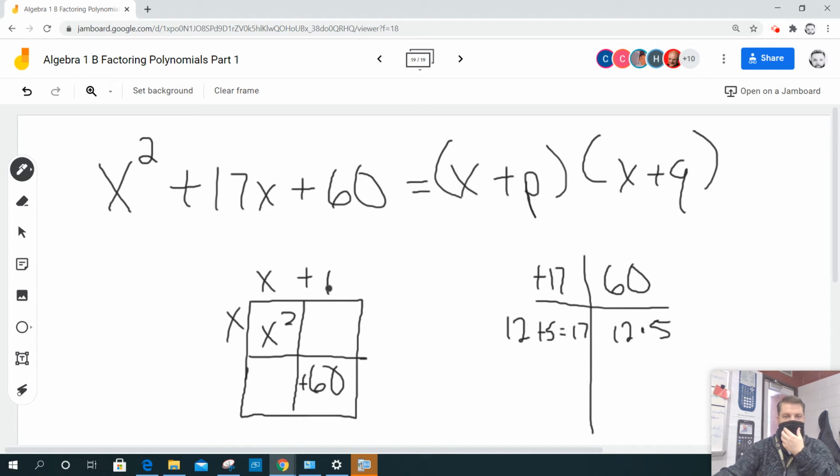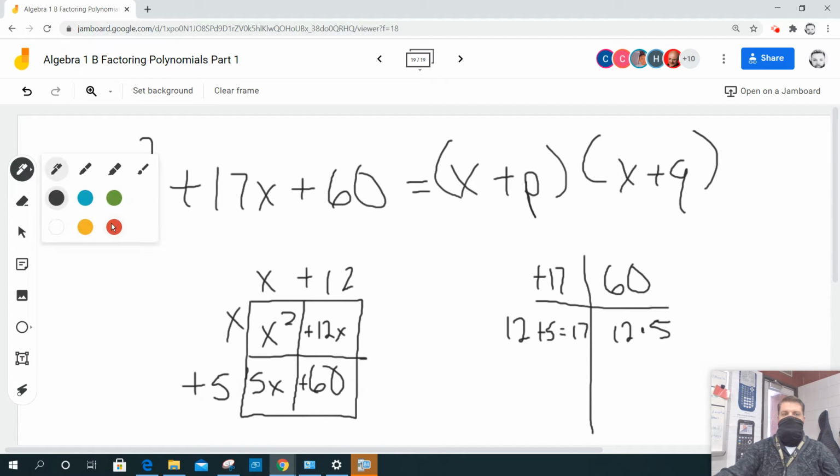So if I guess 12 here, and I guess 5 here, 5 times x is 5x. 12 times x is positive 12x. And 5 times 12 is equal to 60. Now the beauty of this is that 5x plus 12x equals 17x.